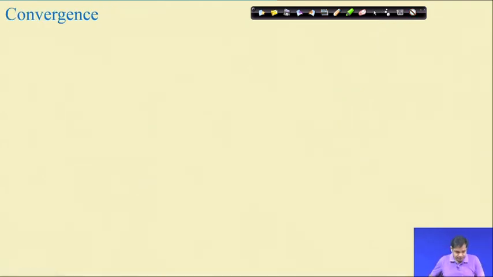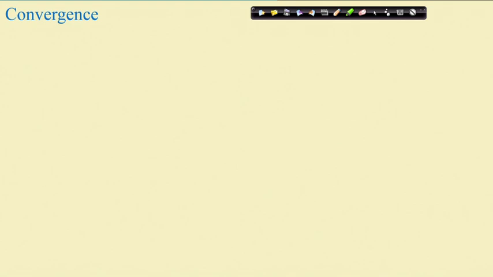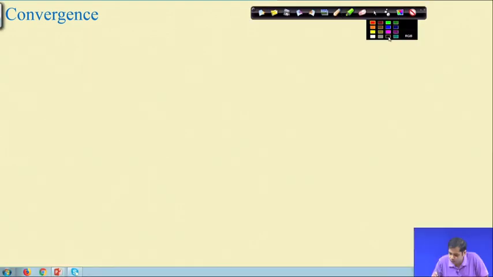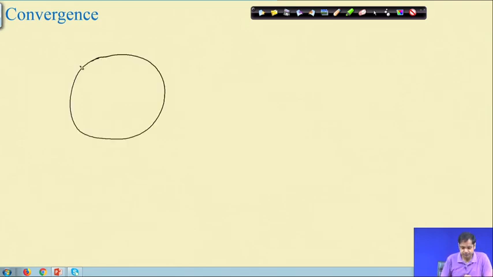Now, this is important: convergence. Before we talk about convergence, let us talk about some important things. Essentially, we are solving some phenomena, some physical process. For instance, suppose I have an arbitrary area like this. Now, I want to determine what the area of this shape is.